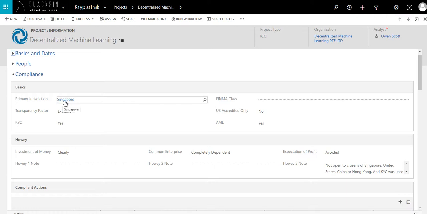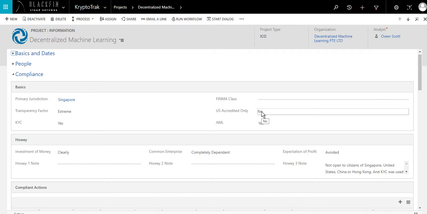Compliance. The primary jurisdiction for this particular DML project is Singapore. I would say the transparency factor is extreme. You know who everybody is. Although there was something a little strange, I'm not going to say. It doesn't matter whether or not a LinkedIn profile disappears. I still consider them to be very upfront, very extreme.